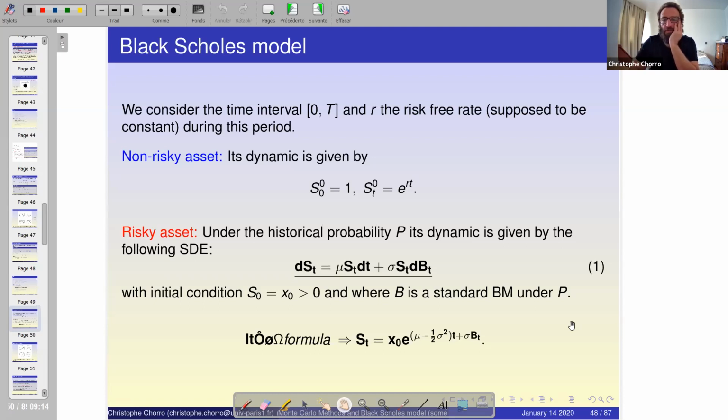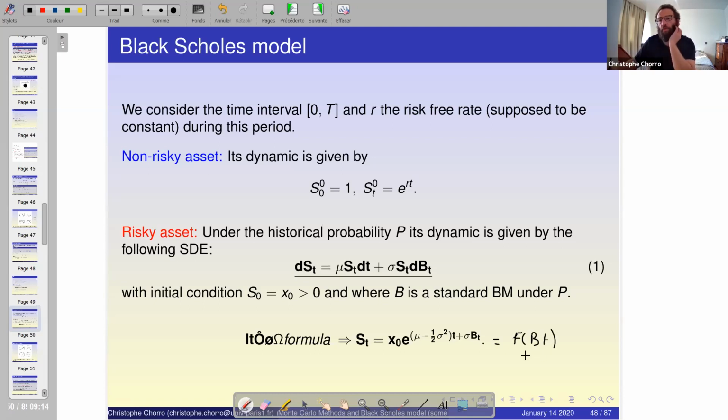As you have seen in the course of stochastic calculus, here I have a linear stochastic differential equation that has a unique solution. We can prove it directly in this framework, but we also have a general result that ensures the existence and the uniqueness of a solution to this equation. The solution is given by the geometric Brownian motion. What is nice in this situation is that S_t can be written as a function F of B_t.